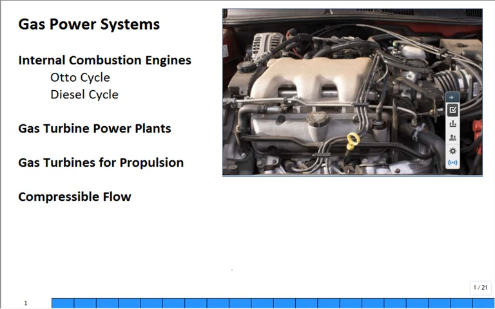So we're moving into this chapter, chapter 9. This is a long chapter. We'll start with a discussion of basically the Otto and diesel cycle, which model internal combustion engines.